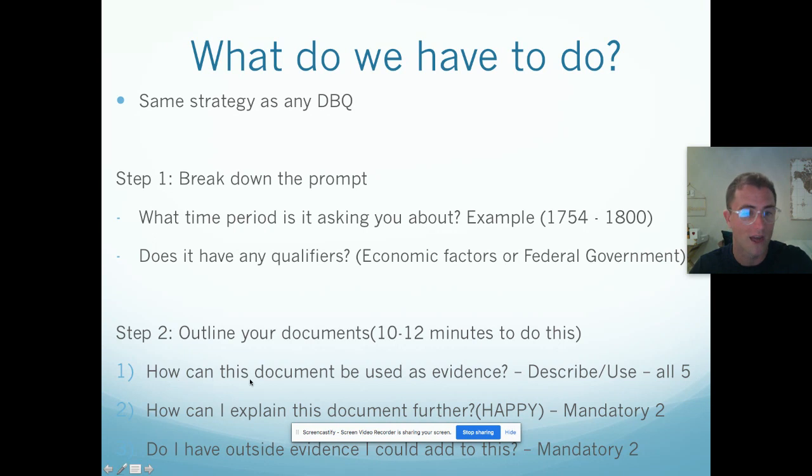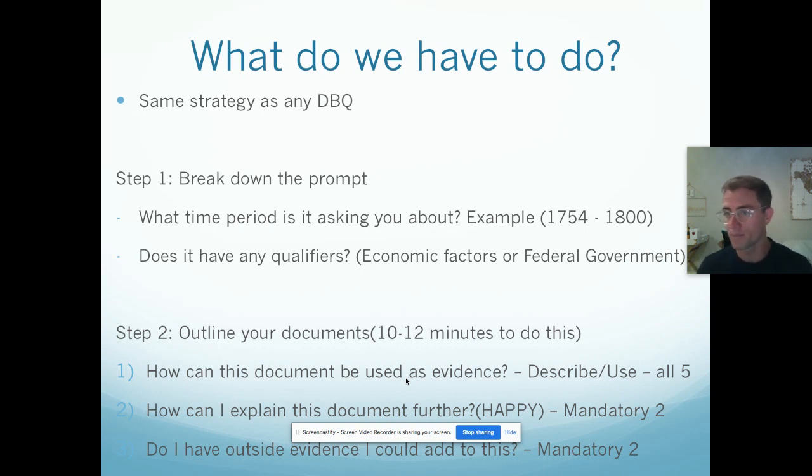Right here, how can this document be used as evidence? Just jot down a couple things, a couple keywords. Oh, here's a source that I recognize. Here's President Johnson. I could do point of view for this guy. I know this guy. Or, oh, I can do historical evidence for this. Jot that down in your outline. Just show yourself, oh yeah, I could use this. I know I need to do that twice.